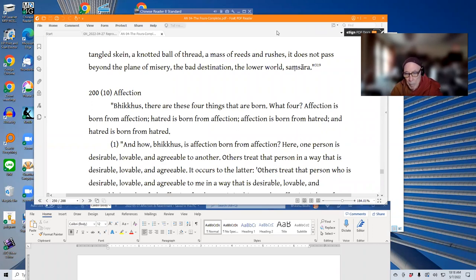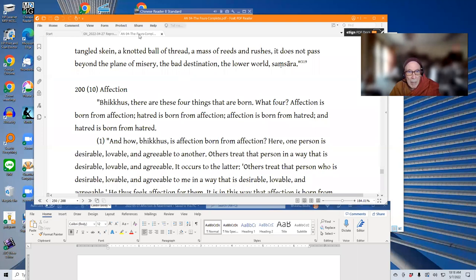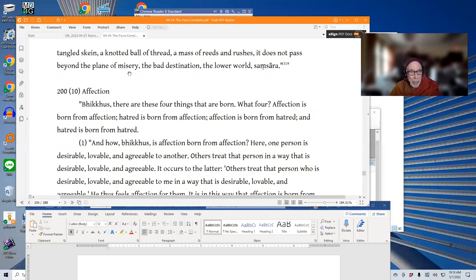Okay, so good morning, everybody. And today is May 7th, 2022. Okay, and so today we're continuing with our reading of the Anguttara Nikaya Book of Fours. And now we come to Sutta number 200, which is about the theme of basically affection and hatred. How does affection arise? How does hatred arise?